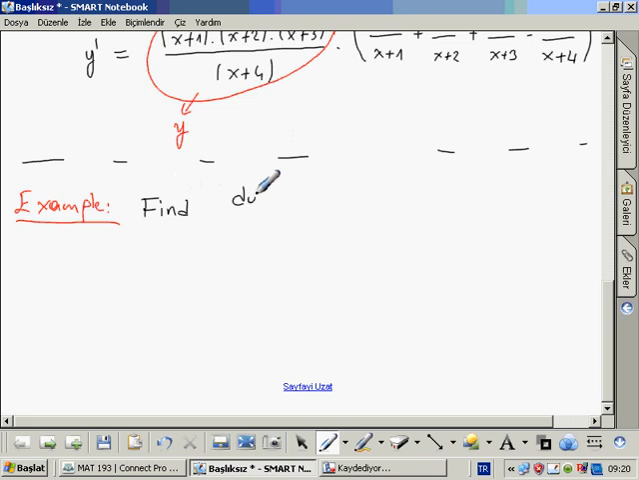Find ∂u/∂x at x equals 1, if u equals the square root of x plus 1 times x squared plus 1 times x cubed plus 1.